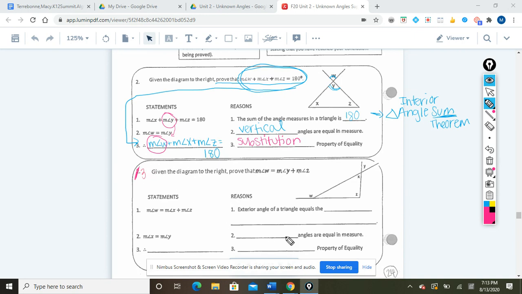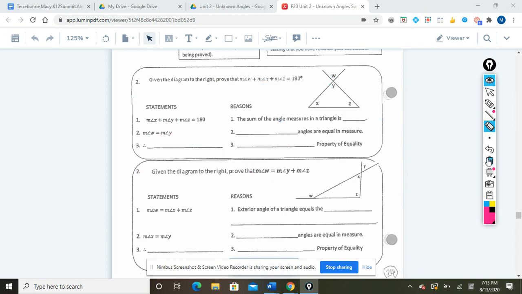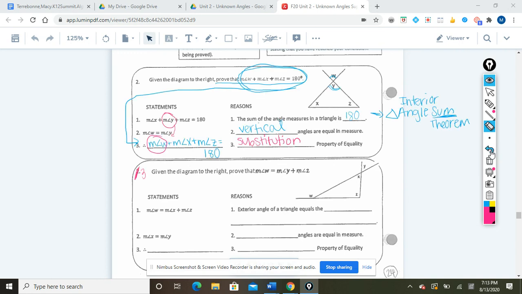All right, looking at the next one, who is apparently also number 2. We're changing him to number 3. Given the diagram to the right, prove that the measure of angle W is equal to the measure of angle Y plus the measure of angle Z. What am I going to do? Ooh, that circle was wonky. Oh, I didn't mean to do that. Whoops. Hope you were done writing that. Oh, I can undo. Wow. Okay. Sorry, y'all. It's the little things.